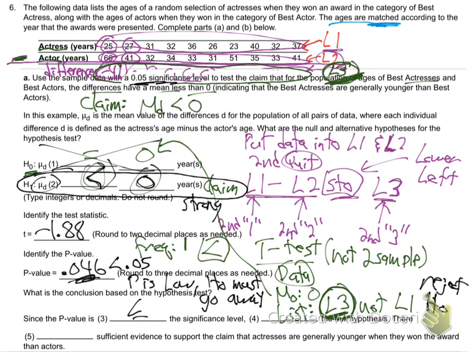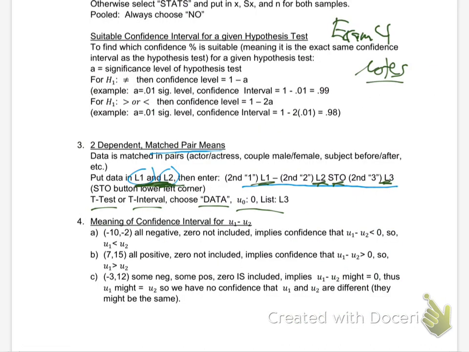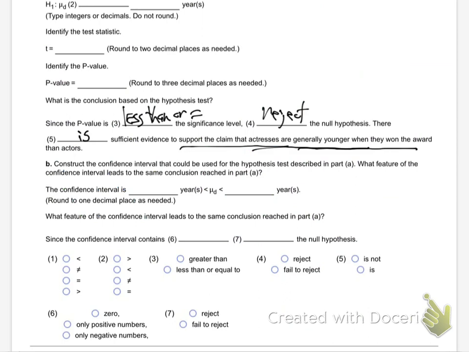Because less than 0 means when you take the actress number, subtract the actor number, you get a negative value, which means the first number was lower. When you subtract two things and get negative, it means the first number was lower, the actresses were younger. That's what we believe. Less than 0 means negative, doesn't it? The difference is negative. That was the claim, and there's strong evidence in favor of it. All right, now they want us to do a confidence interval that could be used to basically do the same thing.